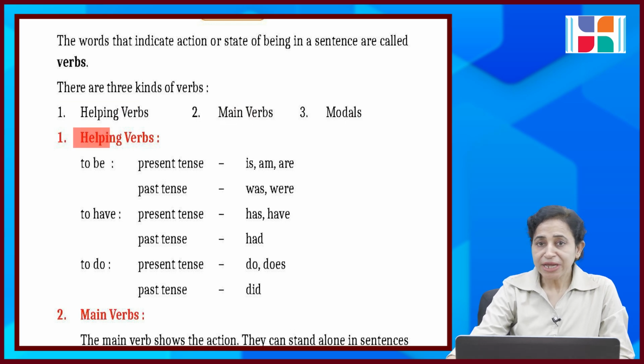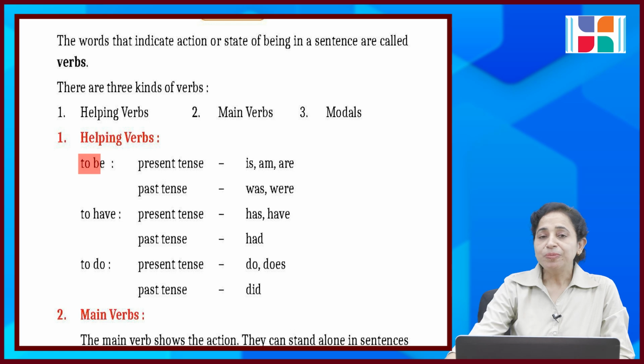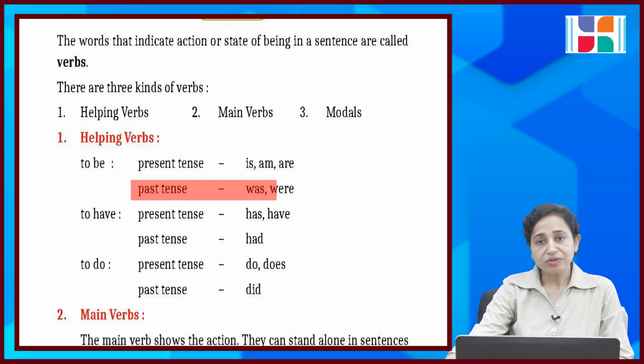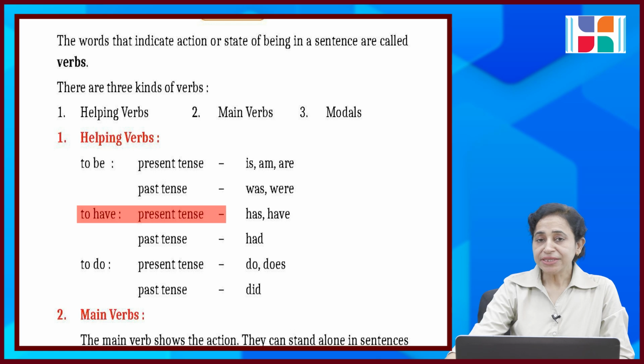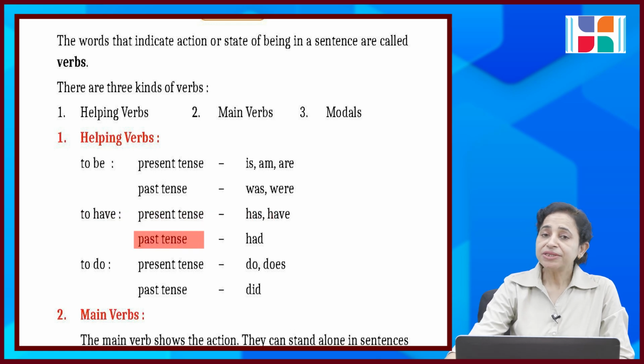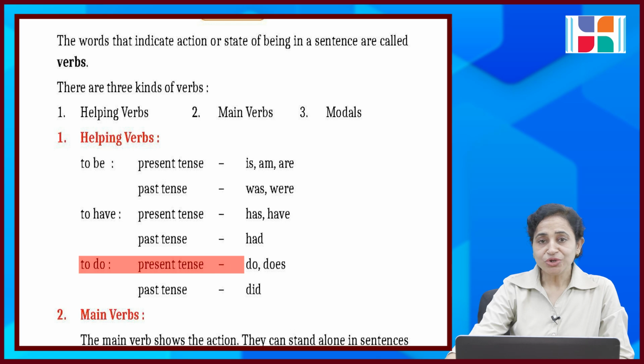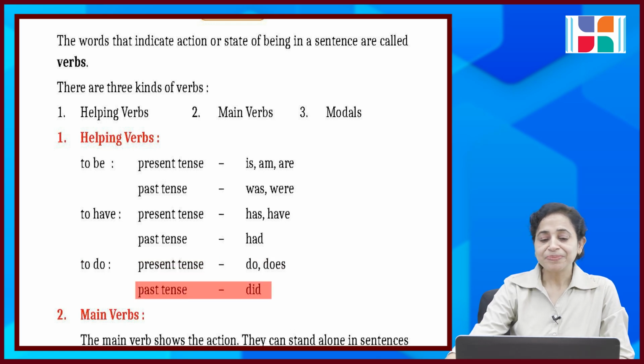So let's read about helping verbs first. To be, यानी present tense, मतलब is, am, are. Past tense means was, were. To have, present tense has and have, and in past tense we use had. To do, present tense do or does, and in past tense did.